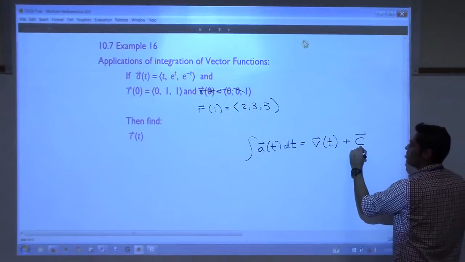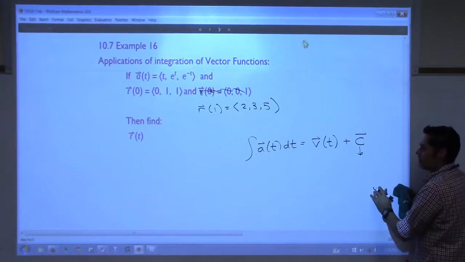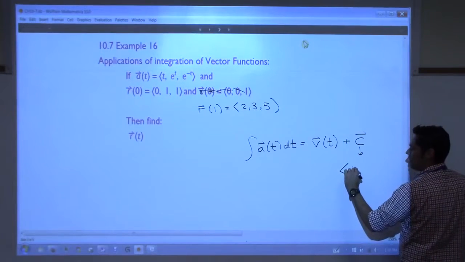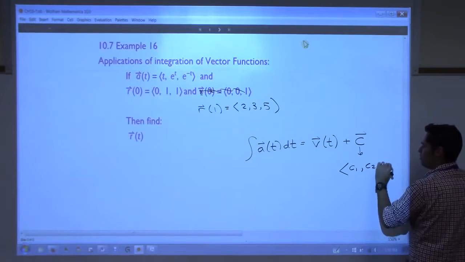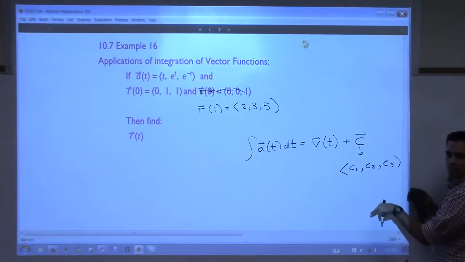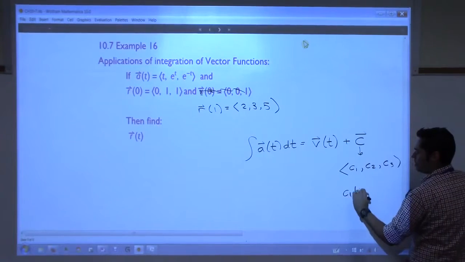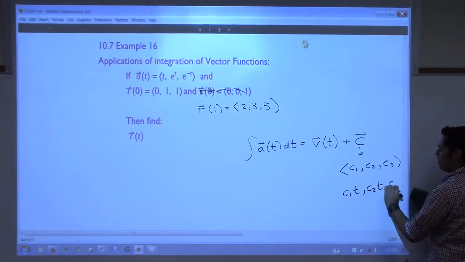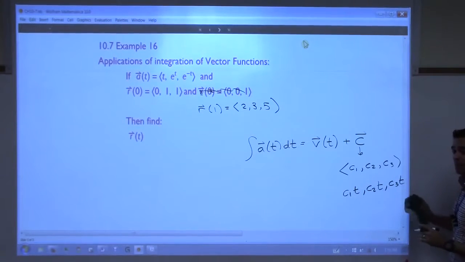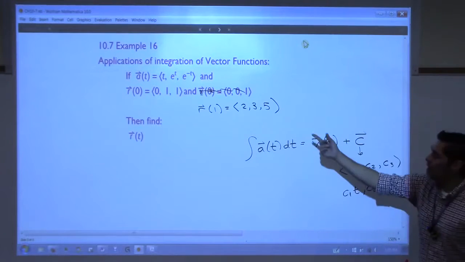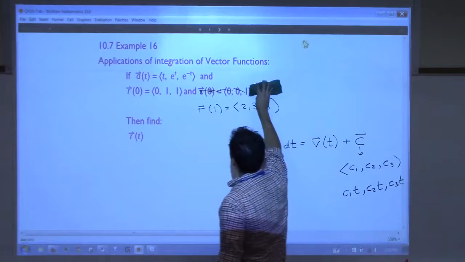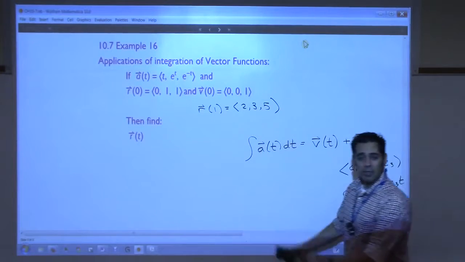So what would the antiderivative of a constant be? What's the antiderivative of C1, C2, C3? It's C1t, C2t, C3t. You see how that would be a little bit different? Okay, so just be careful on that. I'm not asking you that here, and I don't even think that shows up in the homework, but that's the way you would do it.